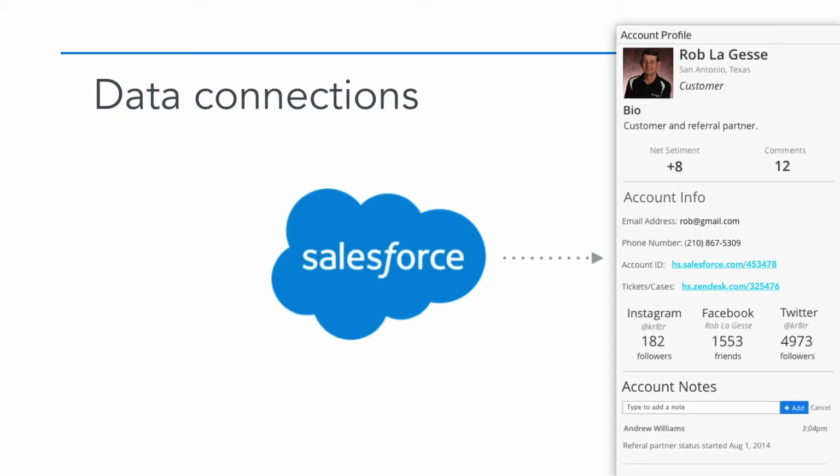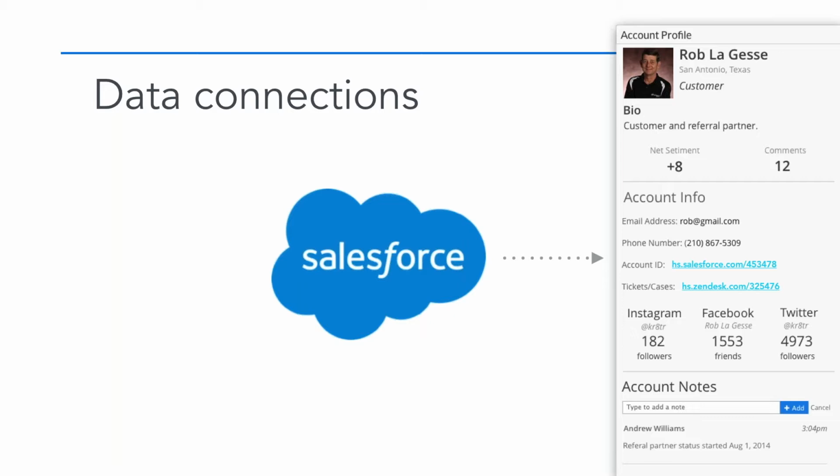I can see exactly up at the top he's a customer. In his bio, somebody has said he's even a referral partner. I've got some general information about him. I can go places. There's a link to Zendesk to see his last support ticket. So I've got something. That's great from my chair on the social media team.